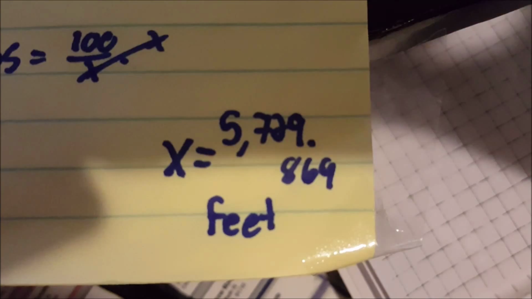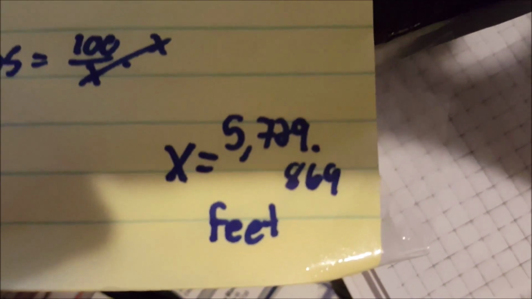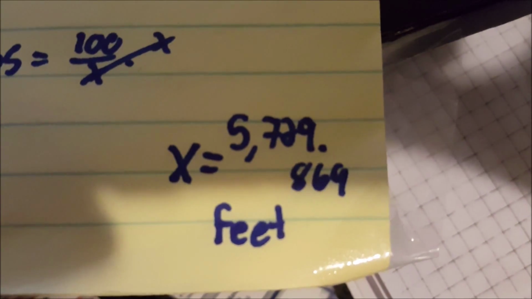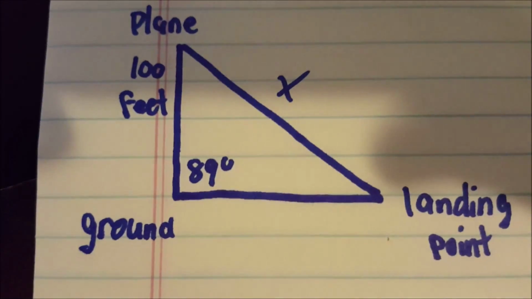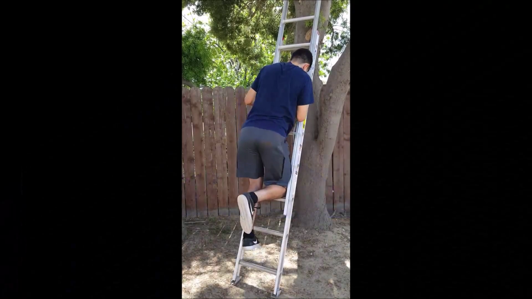So the distance the plane has to descend to the landing point is 5,729.869 feet. That is the x.